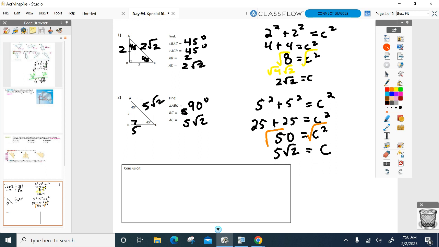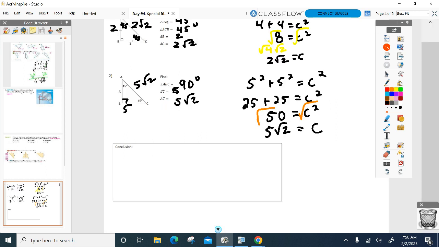All right, let's talk about what we see right now, because this is your first special triangle today. What do you notice about the angles? What do you know about the angles inside both of those triangles? Right angles and there's two 45s. Welcome to what we're going to call the 45, 45, 90 triangle.